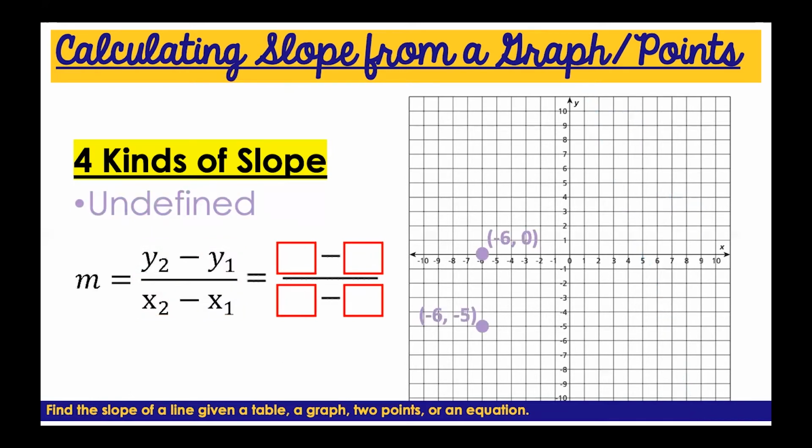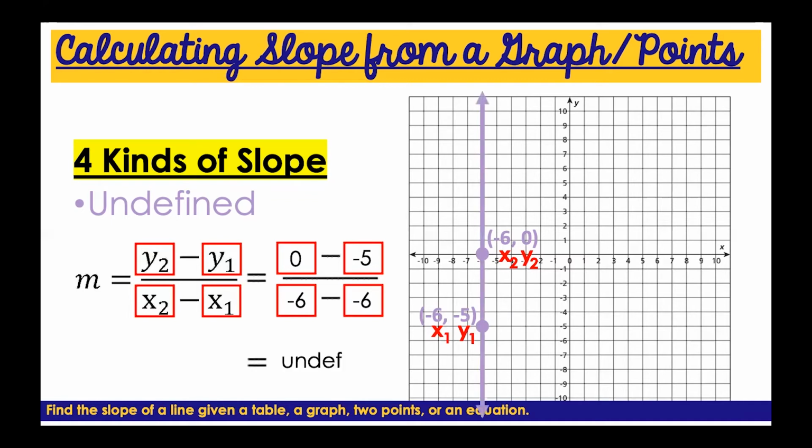Now I'm going to use these 2 points, labeled x1, y1, x2, y2. My y2 is 0, minus my y1 is -5. My x2 is -6, minus my x1 is -6 as well. 0 minus -5 over -6 minus -6 is going to give me undefined. When I draw a line through those 2 points, it is in fact a vertical line. Therefore, the slope of that line is undefined. The reason this line has an undefined slope is because if you look at the denominator, we have -6 minus -6. Anything take away itself is going to leave you 0, and you cannot divide by 0. You can't have 0 in the denominator. So that is why you yield an undefined result.